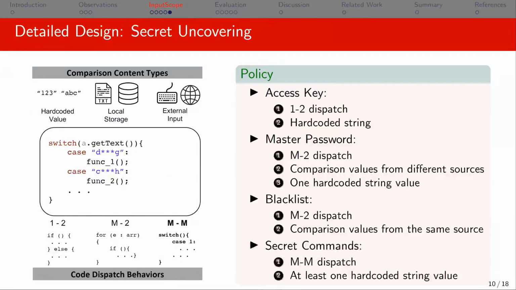The last policy is to identify secret commands, and it has many-to-many dispatch, and at least one hard-coded value. In this case, it means that a user input can take a value from a set of strings, and each string can trigger a different action. Like this example, if user input is 1, then do function 1, if 2, then function 2. It is very similar to a terminal that accepts different commands and acts accordingly. So we call them secret commands.